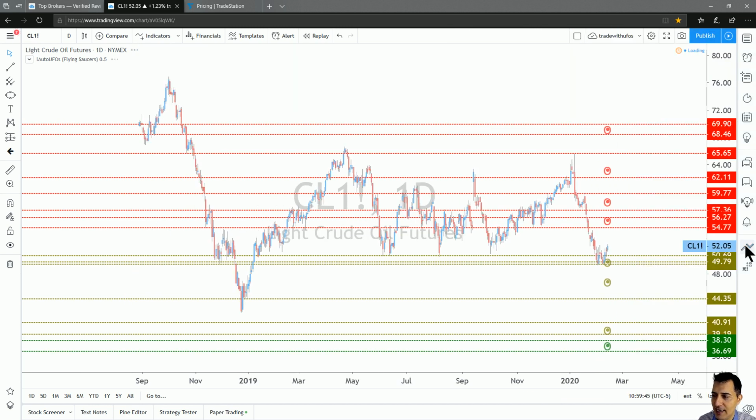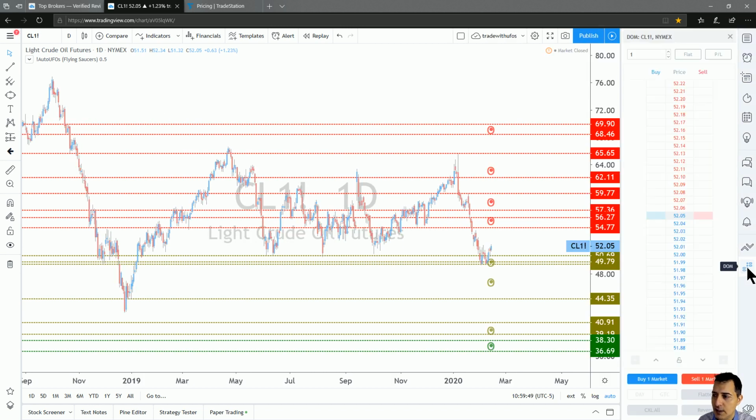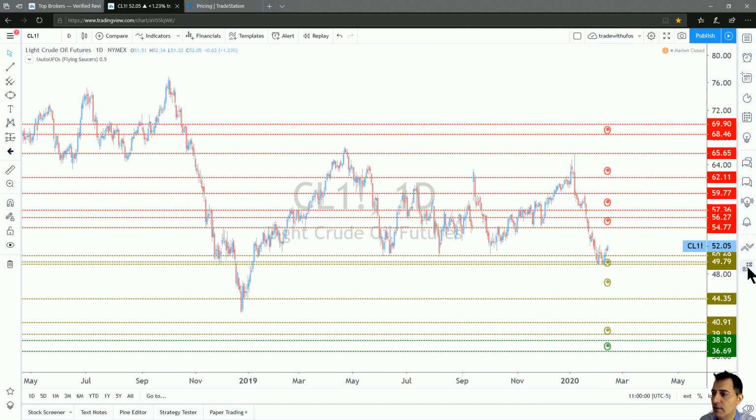And then finally, you have a DOM, which I just want to flash so you know it exists, but I will not talk about it. You see me use the DOM in TradeStation. TradeStation calls it the matrix. But again, on TradingView, as I said many times, I prefer to direct you to using your phone to execute.